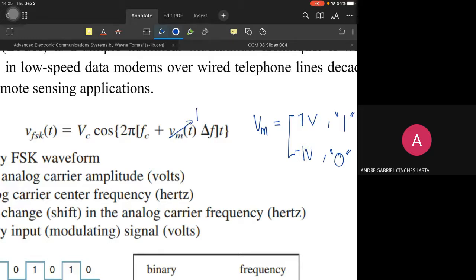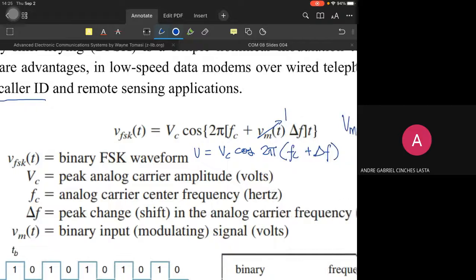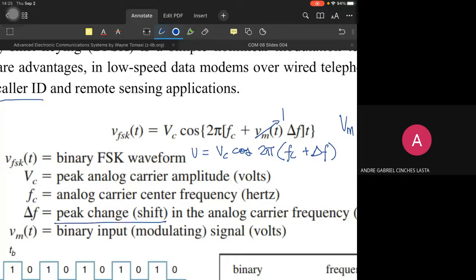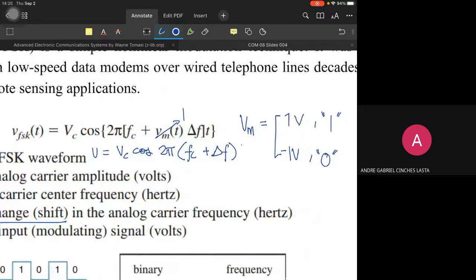So the formula becomes V equals VC, the voltage amplitude of the carrier, cosine 2 pi times FC, the frequency of the carrier, plus delta F. We call this delta F the frequency deviation, or peak change, or the shift, times t. So this is if logic 1.